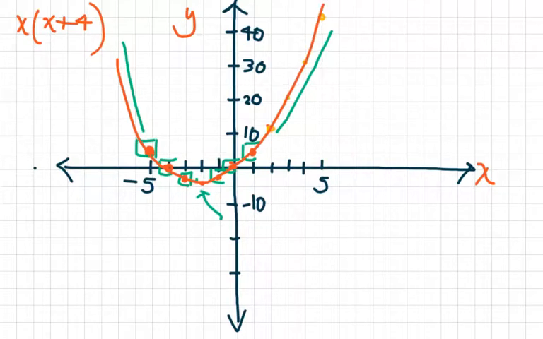And I'm also going to notice that I've got my x-intercepts right here and right here. And I'm going to notice that, yes, indeed, there's the vertex. But I also want to pay attention to my x and x plus 4. Those seem to have some kind of relationship.